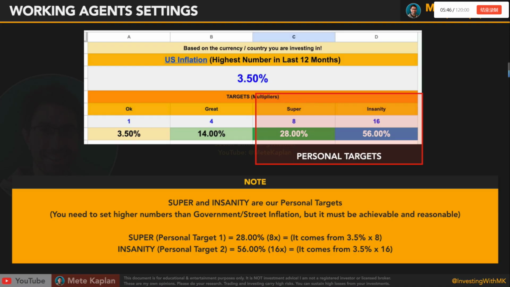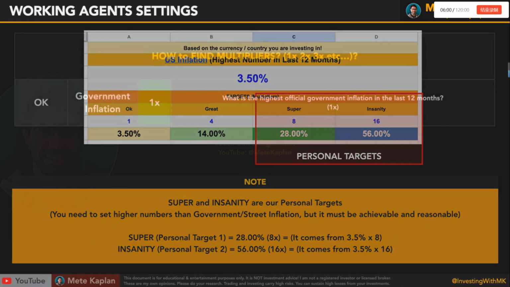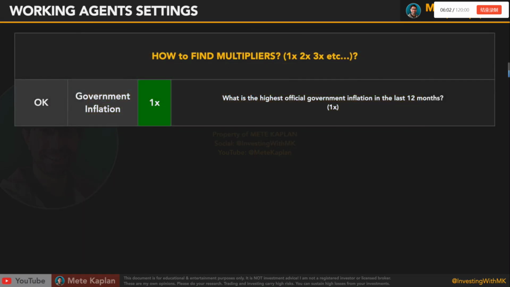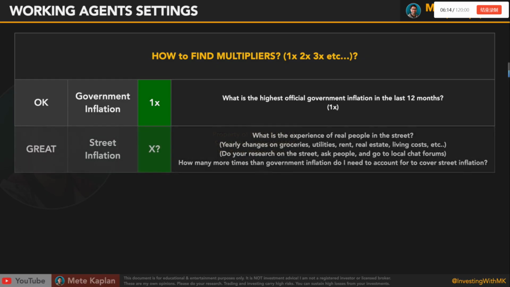Simple as that. In your Excel sheet, all this is auto-calculated. Please do not worry. All you need to do is set the basic government inflation and the multiple numbers. That's it. I created a table for you to find out your multiple numbers easily. The government inflation is the easiest. It is the highest inflation number in the last 12 months. So our multiple is 1x, our base.